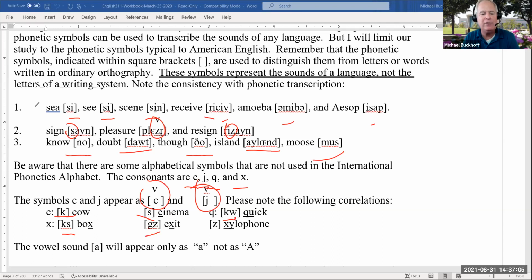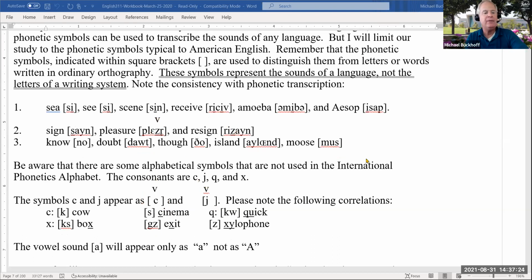So there's actually a GZ in that case. And then the X at the beginning of the word is typically represented as a Z, as in xylophone. The vowel sound, the typewriter A, will appear only as the lowercase a, not the uppercase. So just a few things to think about there.